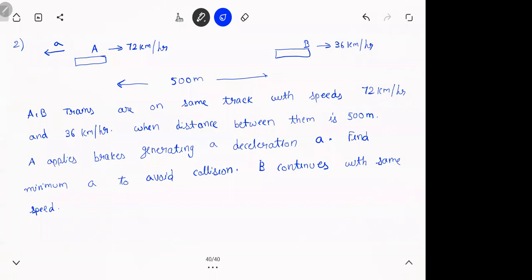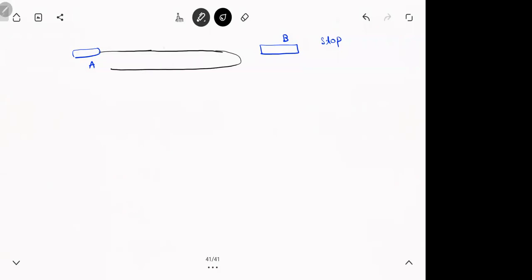See, I'll show you. First, let's just look at the perspective, how the motion looks for each. If you stop B, you know what B will think? B will think train A is coming towards me, slowing down, and then goes back. If you're sitting on the last compartment of B, you will think train A is coming towards me and turning back. This is how the motion of A looks with respect to B.